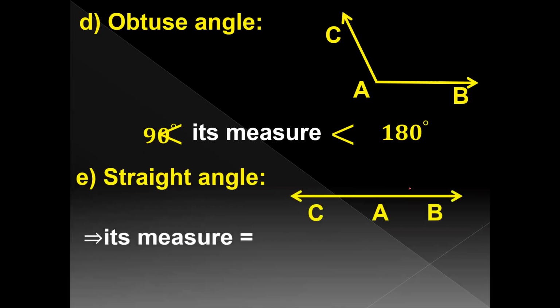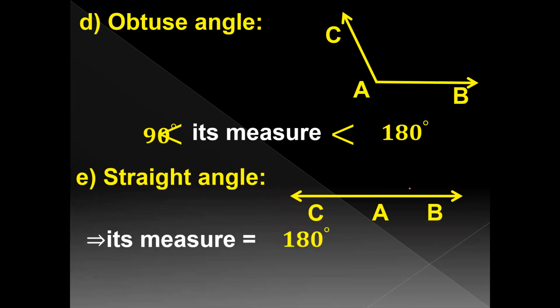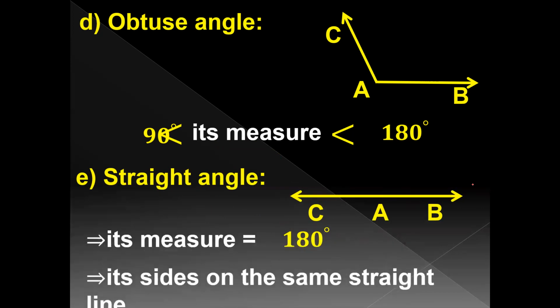The straight angle: its measure equals 180 degrees only, and its sides are on the same straight line. It's called a straight angle because its sides are on the same straight line. We have ray AB and ray AC on the same straight line, so we will find the straight angle.